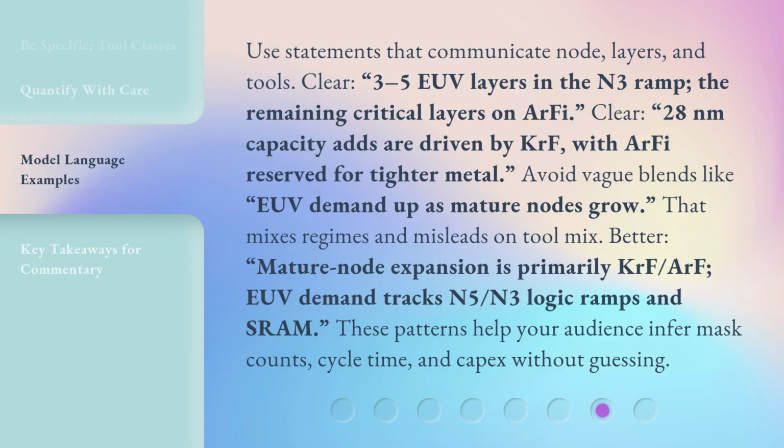Avoid vague blends like EUV demand up as mature nodes grow. That mixes regimes and misleads on tool mix. Better: mature node expansion is primarily KrF and ArF. EUV demand tracks N5, N3 logic ramps, and SRAM. These patterns help your audience infer mask counts, cycle time, and capex without guessing.